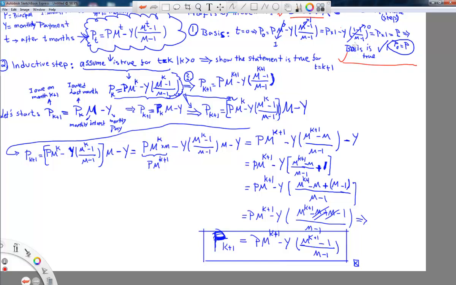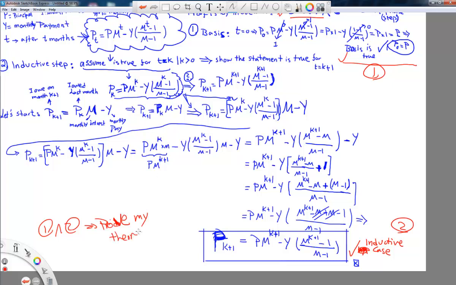So my basis case is true, and I showed it up here, and my hypothesis case is true. My inductive case is true, which I showed there. So this proves 1, this proves 2, and 1 and 2 prove my theorem. And this is proved by induction.